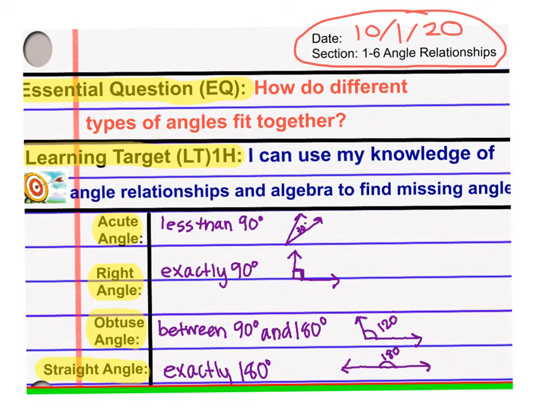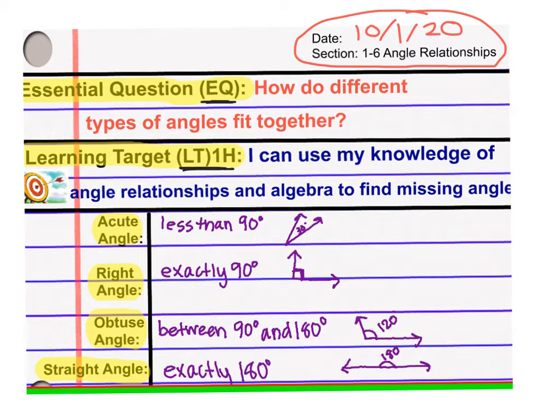So you put the date and the topic in the upper right-hand corner, set up your lines for your Cornell notes. Then you're going to go ahead and write EQ or essential question and highlight it. The essential question is, how do different types of angles fit together? How do different types of angles fit together?